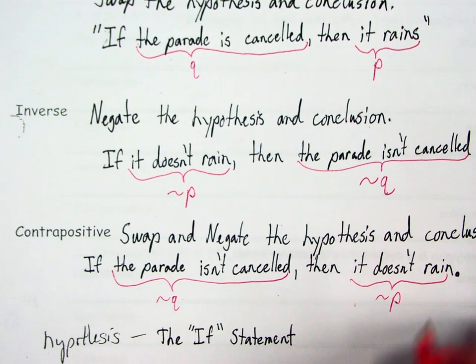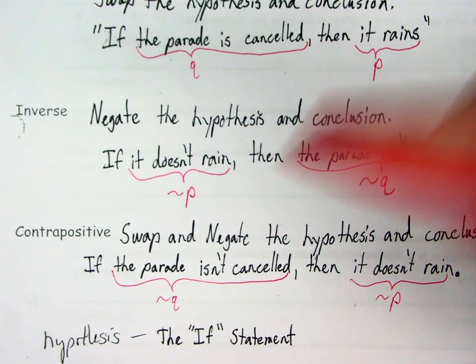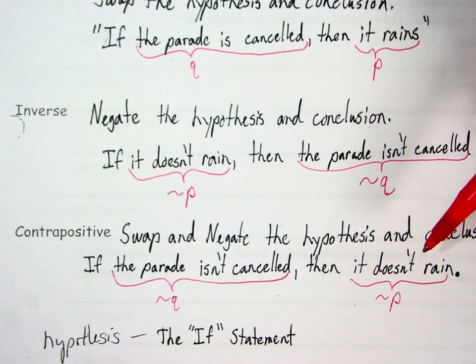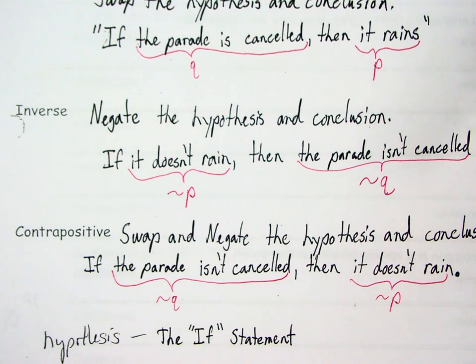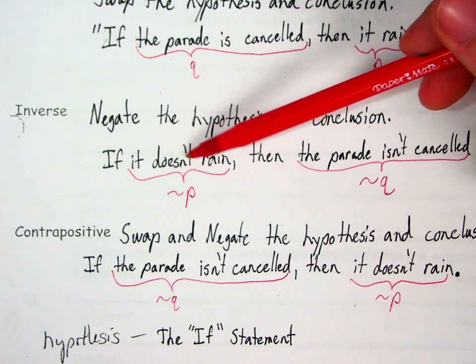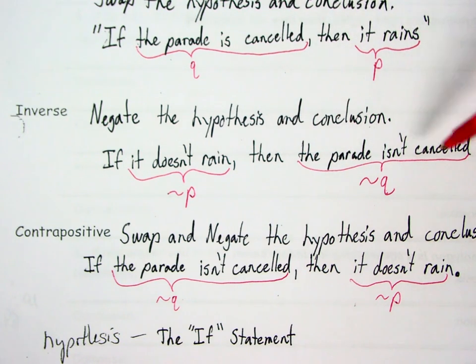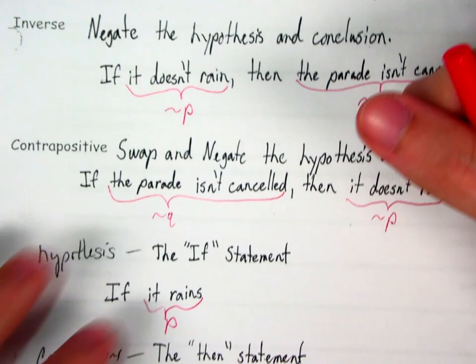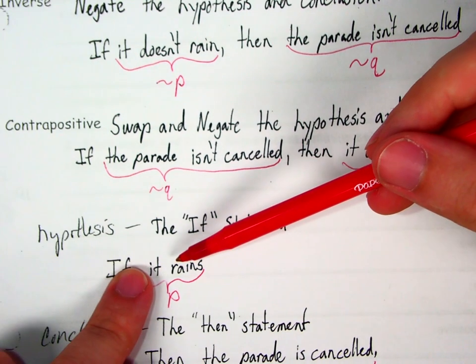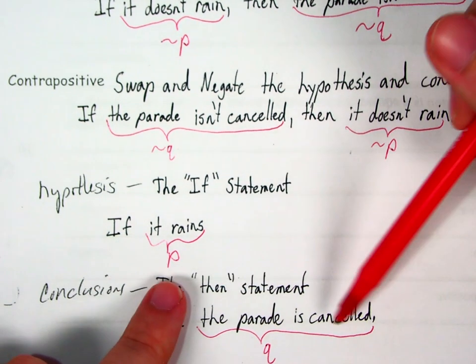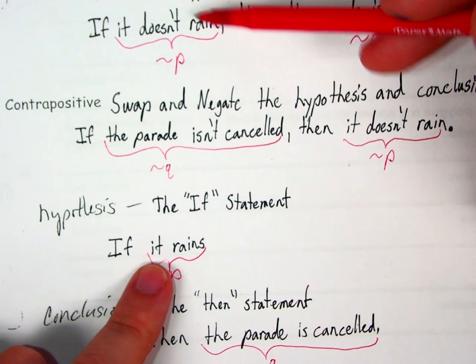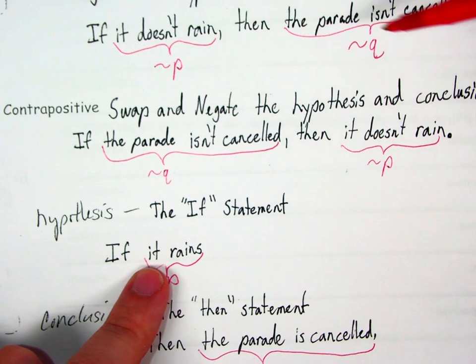Then we have the inverse. The inverse takes our original hypothesis and conclusion and negates them, puts the word not in it somewhere. If it doesn't rain, then the parade isn't canceled, as opposed to, if it does rain, then the parade is canceled. If it doesn't rain, the parade isn't canceled.